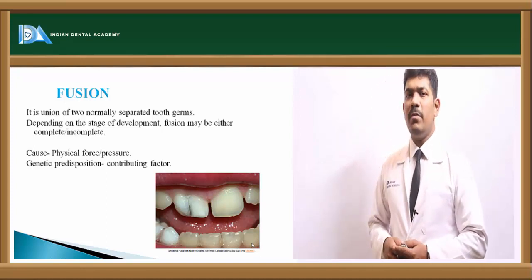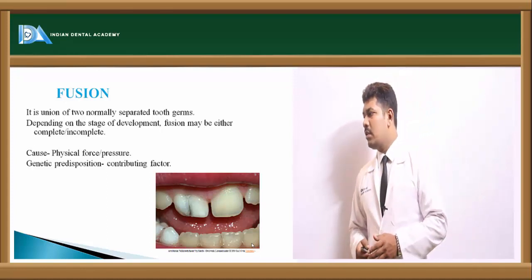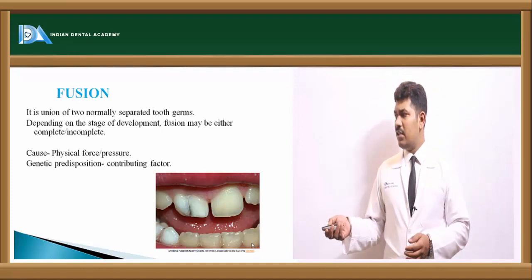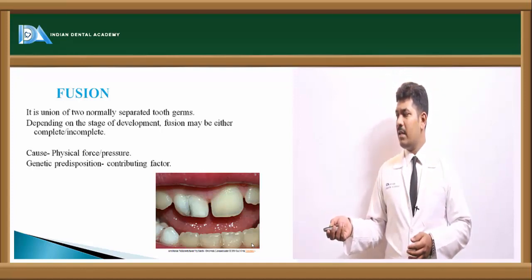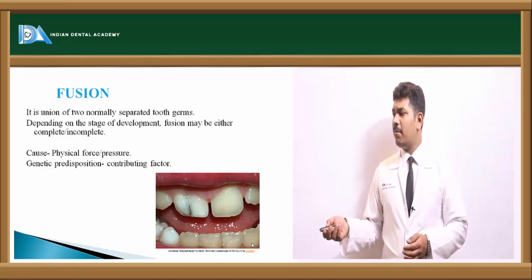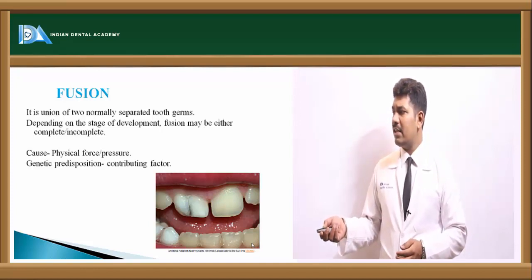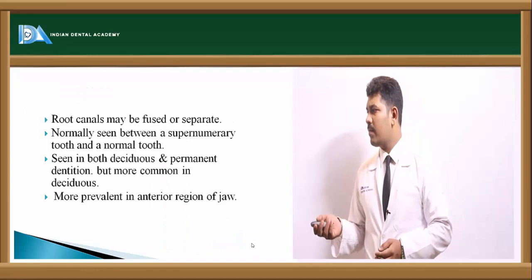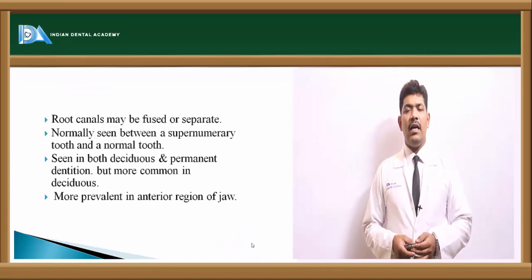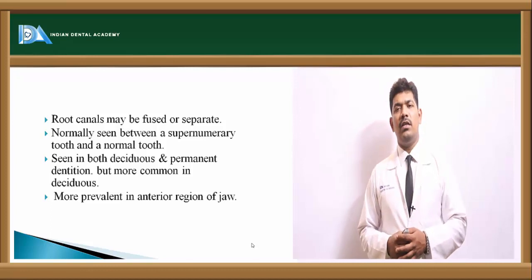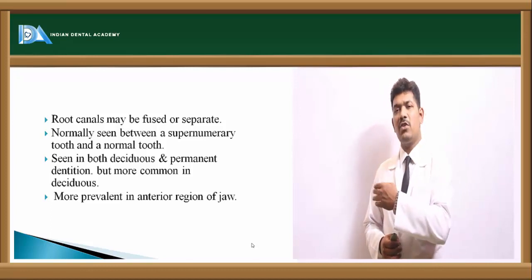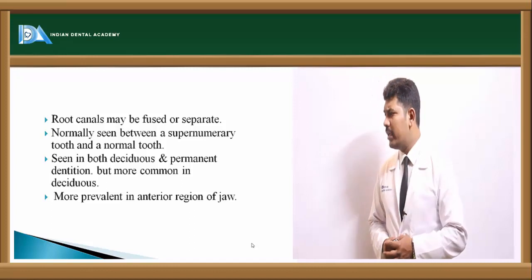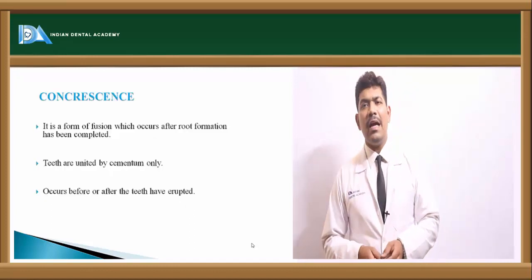The cause could be physical pressure, trauma, or a force. There is also genetic predisposition. We can see this in the deciduous teeth, where the tooth germs of the right upper central and lateral incisors join together, and there's a partial fusion of the crowns of both the central and the lateral incisors. Depending upon the stage at which the fusion has occurred, the root canals could be completely fused, or they could be separate, and it is more prevalent in the anterior region.